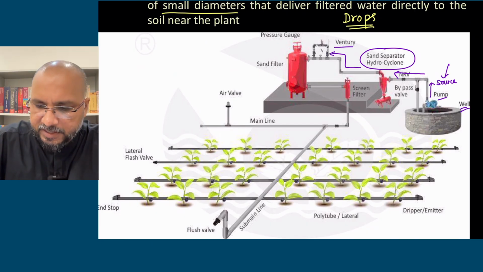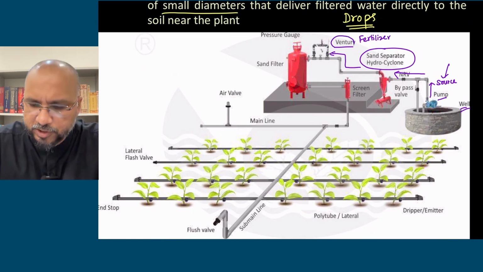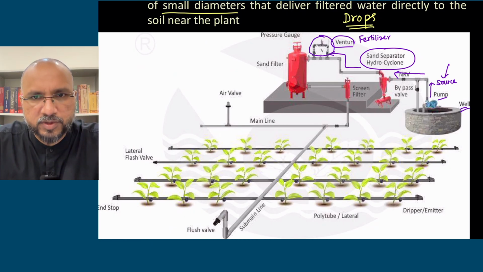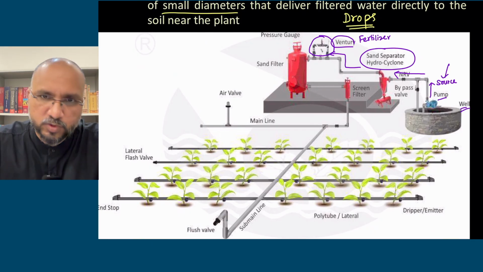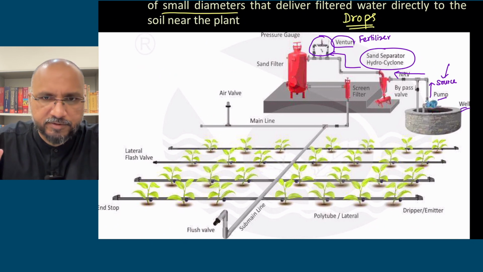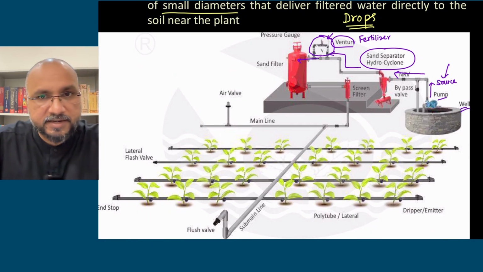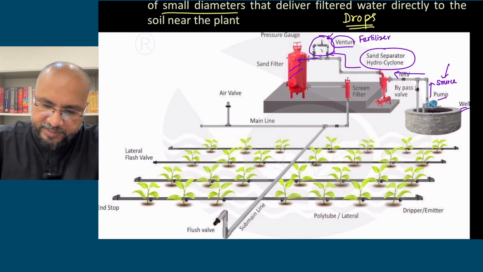This system is for fertilizer application. So the Venturi system, we will discuss later during the fertigation topic. This Venturi system is integrated here. With fertigation you can apply fertilizers along with your irrigation water. So Venturi we will discuss later during fertigation. Okay, so here is the Venturi system for fertilizer application, then this water will go into the sand filter again. So water will be filtered here.